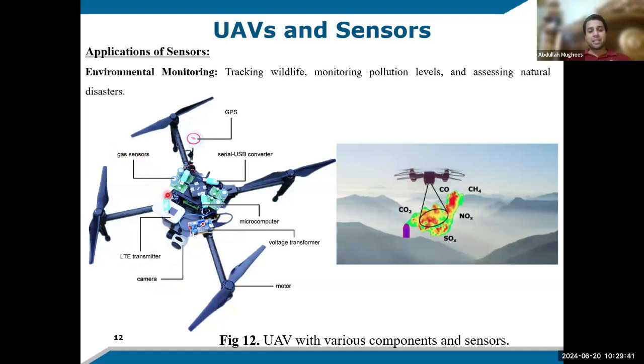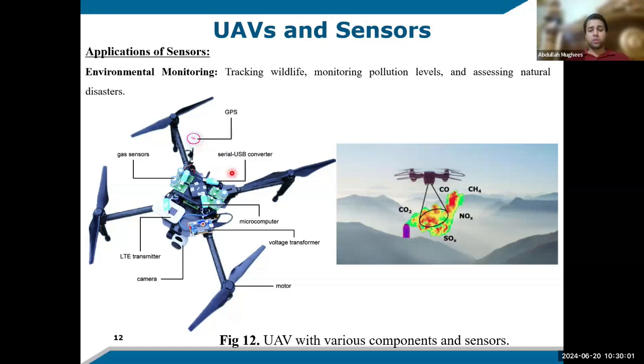So we have these gas sensors. Various gas sensors can be used to detect carbon dioxide, maybe carbon monoxide, methane gas, oxygen, and other stuff. We have this GPS system that tells the position of the quadcopter system, so it knows at which coordinates in space it has to move.